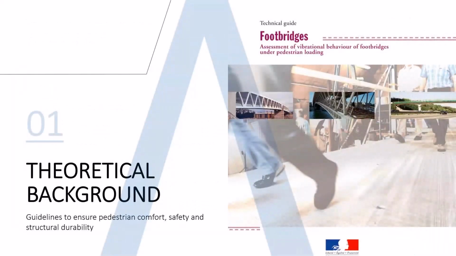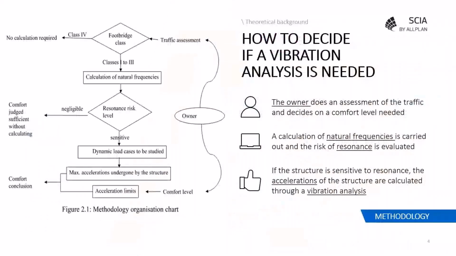So we will use the guidelines from SETRA, which are the assessment of vibrational behavior of footbridges under pedestrian loading. So these guidelines are there to ensure pedestrian comfort, safety, and structural durability. So what does this guideline tell us? The first thing is about the methodology chosen to decide if a vibration analysis is needed or not. So basically, the owner does an assessment of the traffic and decides on a comfort level needed. So in terms of traffic, we have 4 different classes, which we'll look into in more detail later on.